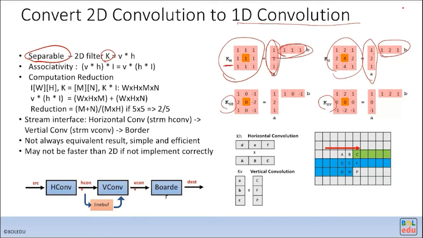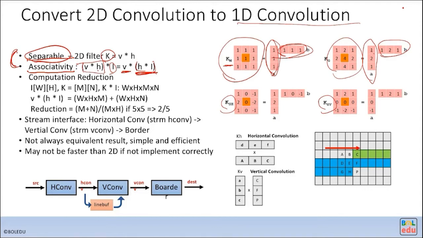So if the kernel function has these two attributes, one is separable, which means it can be decomposed, and also it has associativity. That means the kernel function k is a vertical vector times the horizontal vector, and then convolved with the image. Then you can do the horizontal convolution first, and then do the vertical convolution in the second pass.